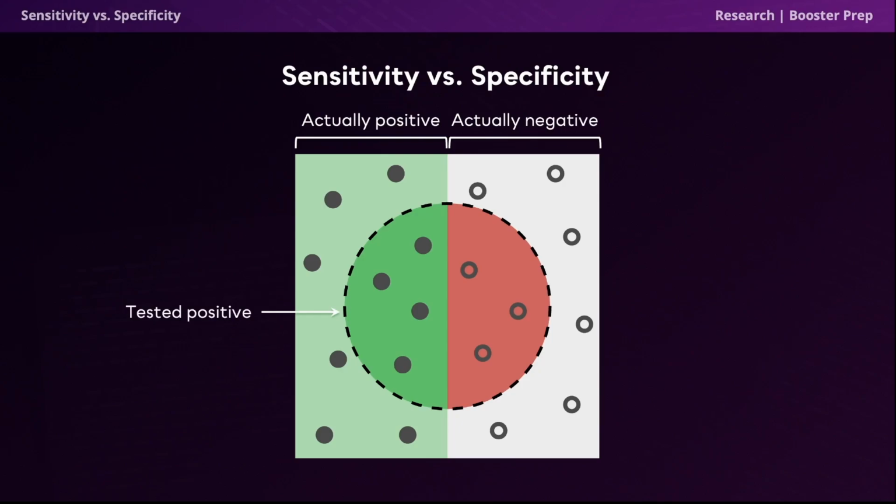Any data that is actually positive and has tested positive, we can call true positives. Any data that is actually negative but tests positive because it's inside the circle is a false positive. Meanwhile, any data that is actually positive but tests negative is considered a false negative, and any data that is actually negative and also tests negative is considered a true negative.